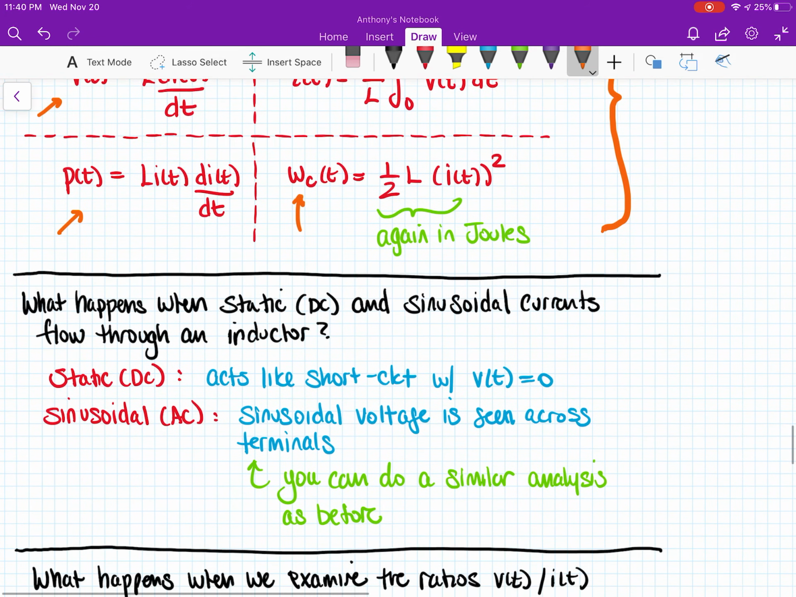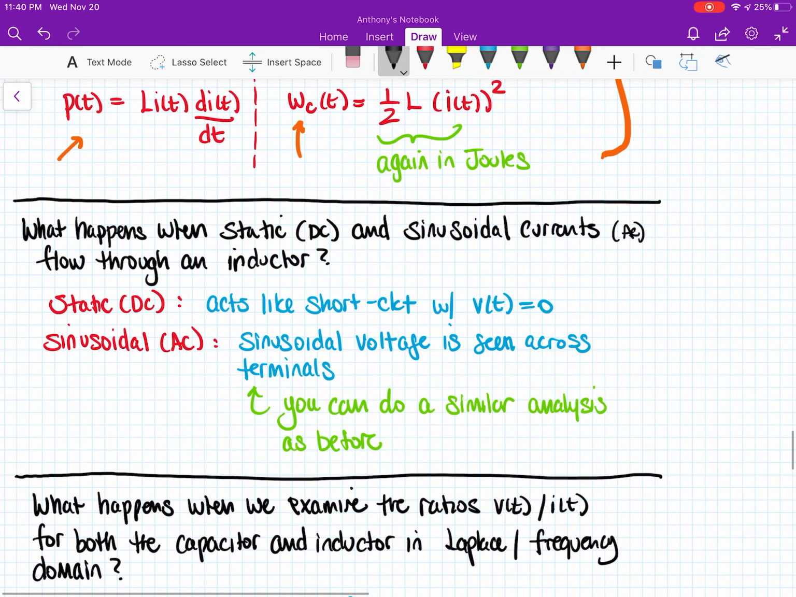So now, what happens when a static DC or sinusoidal, let's put an AC here, current flows through our inductor? I'm not going to go through all the math, but for static or DC signals, the inductor acts like a short circuit. That's the opposite of the capacitor, which acted like an open circuit. And for sinusoidal currents, we'll see a sinusoidal voltage across the terminals. Again, very similar to how we saw the capacitor react.